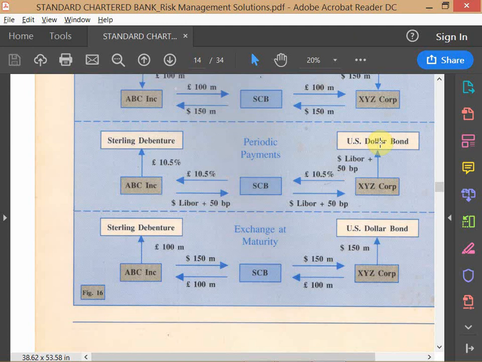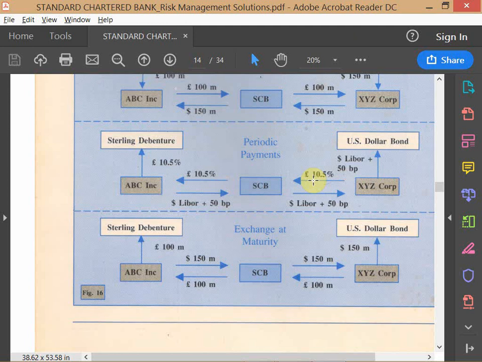Okay, so if you combine that debt service liability here with the swap price that is available from the swap desk, you can see that XYZ Corp is able to achieve its target currency liability profile. We use the word liability profile here. All this is written down in your notes already, so you'll have enough information there. Just try to understand the concept, okay?